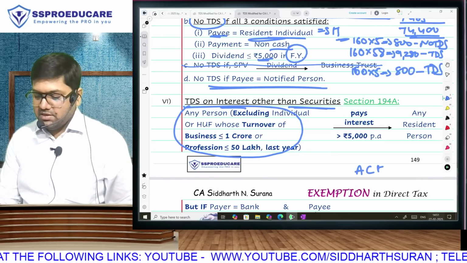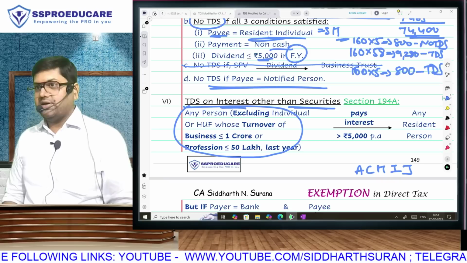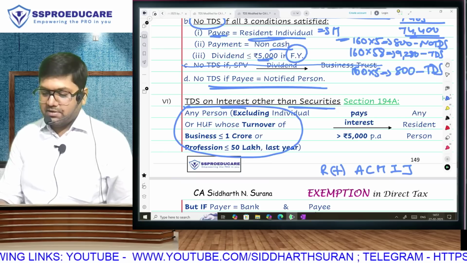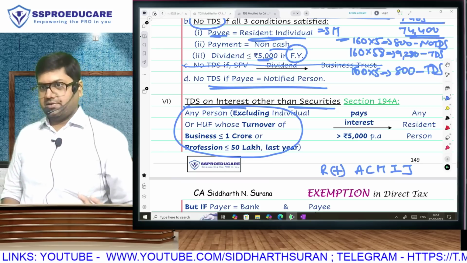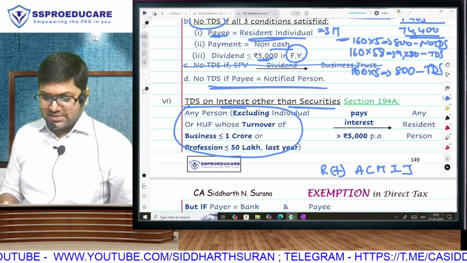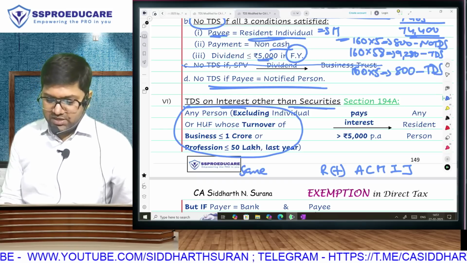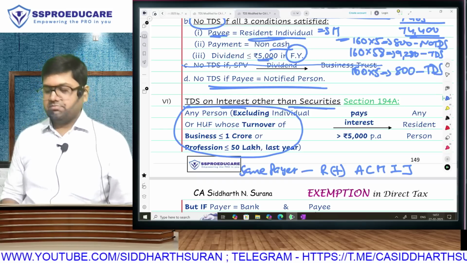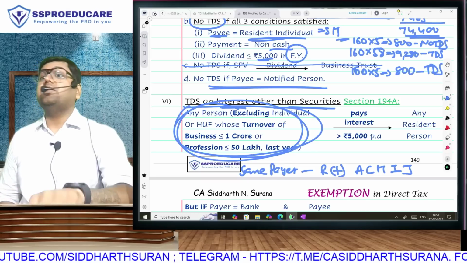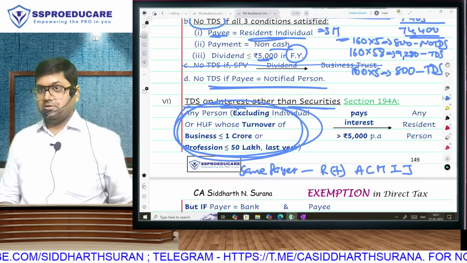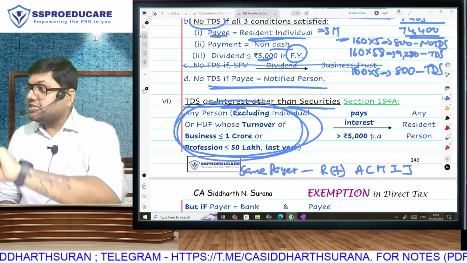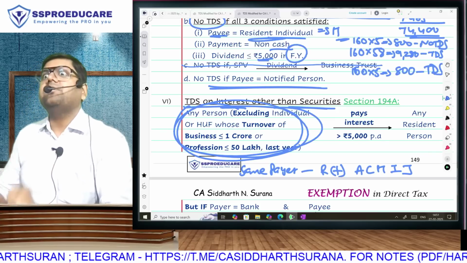194A, C, H, I, J are hot favorite sections. Plus, there is one more section, 194R, which is not a hot favorite, but it is a section. And in all these sections, the definition of payer is the same. What is written here in 194A is written in 194C, and the same thing is written in 194R. Even in 194R, it is the same.